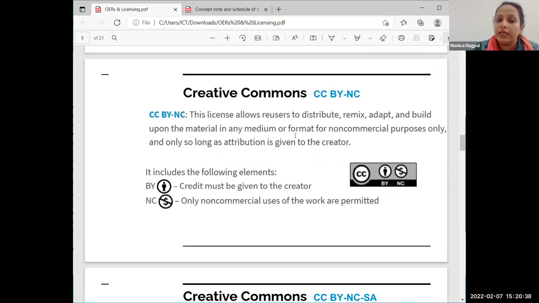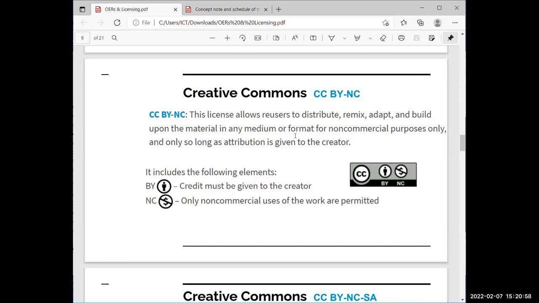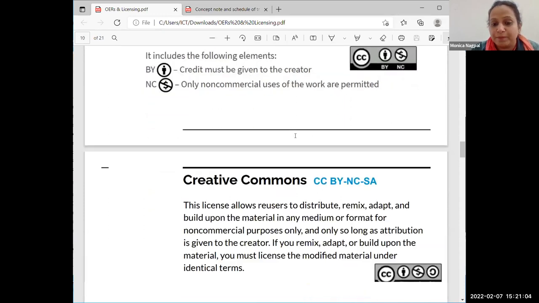Then the third one is CC BY NC. Now CC BY we know. CC, Creative Commons, BY Attribution, NC means that this is a product, please do not use it for commercial purposes. That is the only difference now. Whether you share alike or not, but give the attribution and do not use it for commercial purposes.